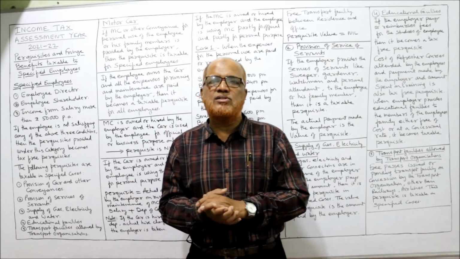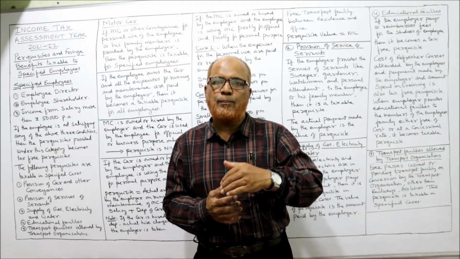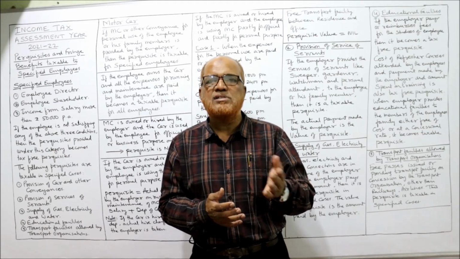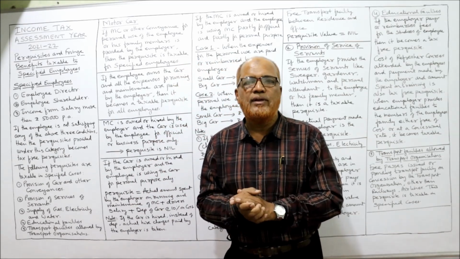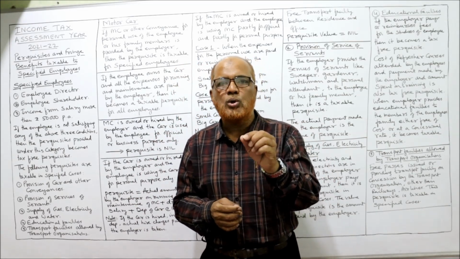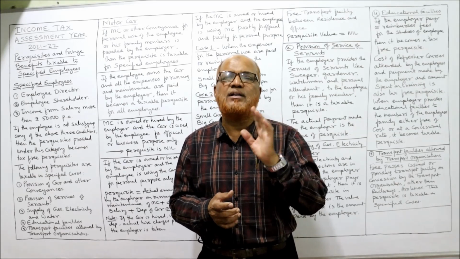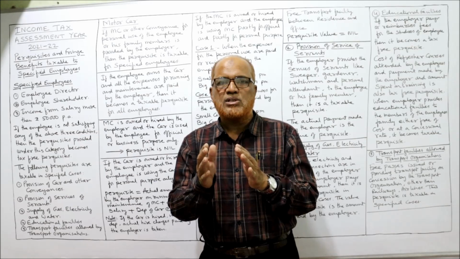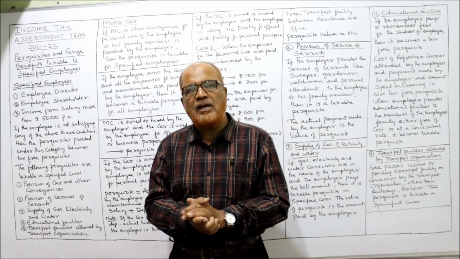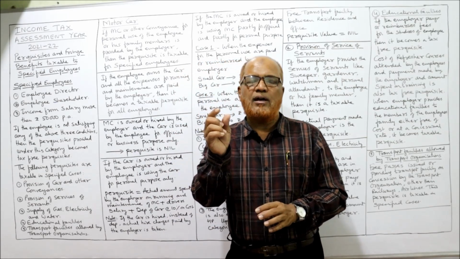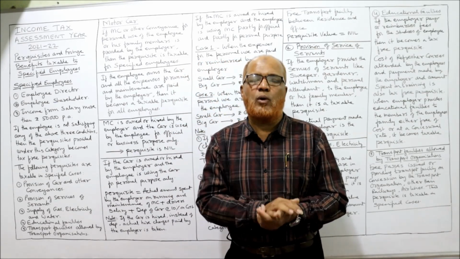Then the other perquisite which is taxable is interest-free loan given by the employer to the employee. Nearly 5-6 problems we did in the previous video. Now in this video I am going to explain those perquisites which are taxable only in specified cases. These perquisites will not be taxable for every employee. They will be taxable only if the employee is a specified employee.